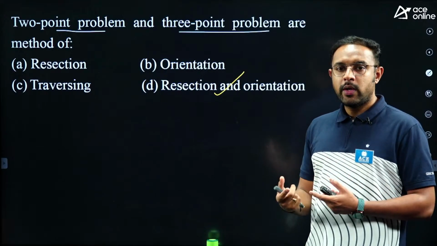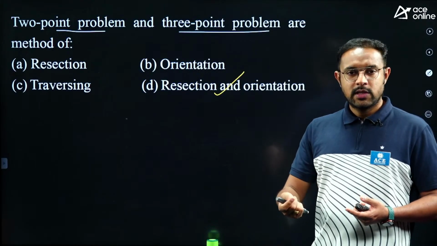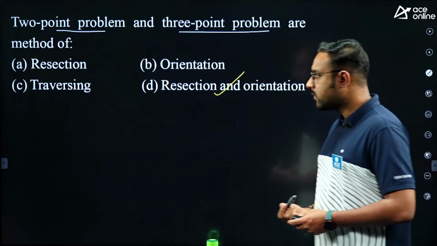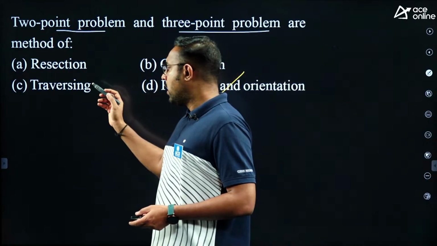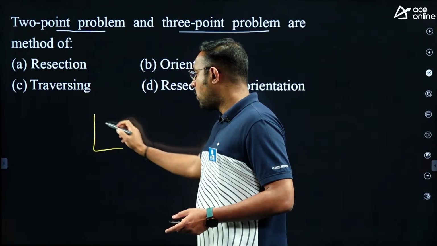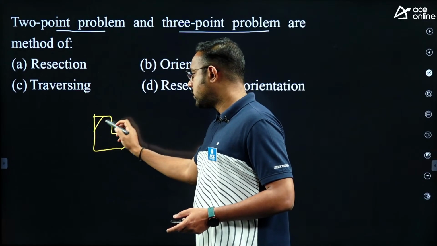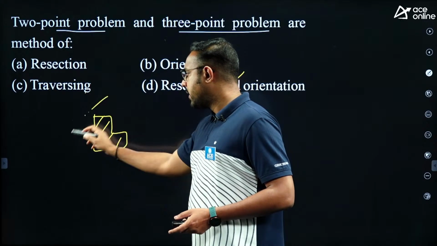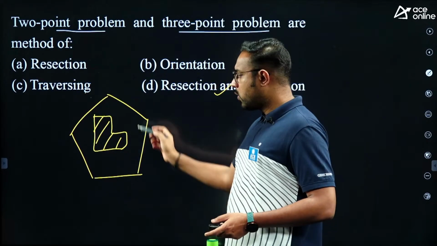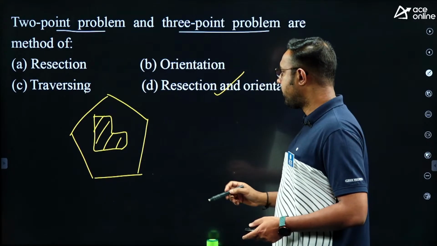So your plane table is oriented and you are finding the instrument station. That is, the best possible answer is resection and orientation. When will I go for traversing? I'll go for traversing if I want to find the boundary of a building. If there is a closed boundary, something like this, then I'll do a closed traversing around this particular area. So to get a traverse from the field, I'll go for traversing.